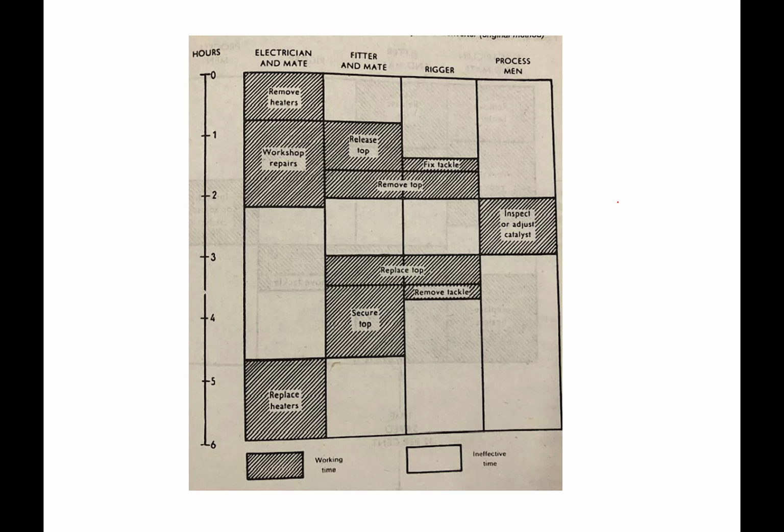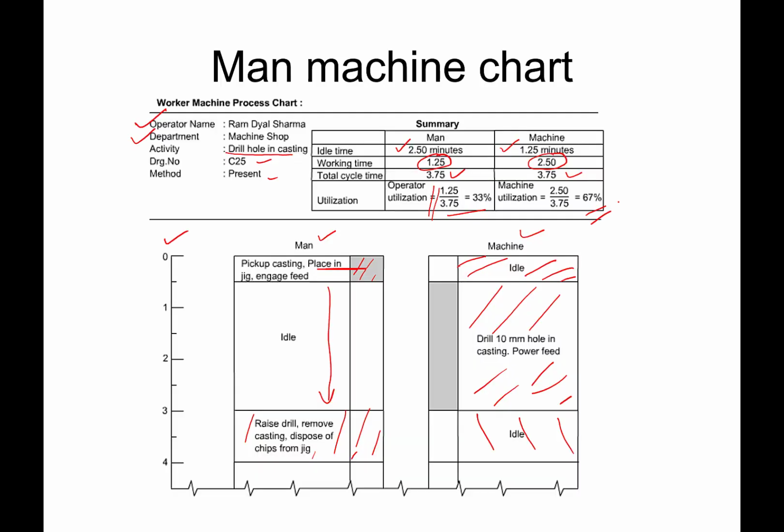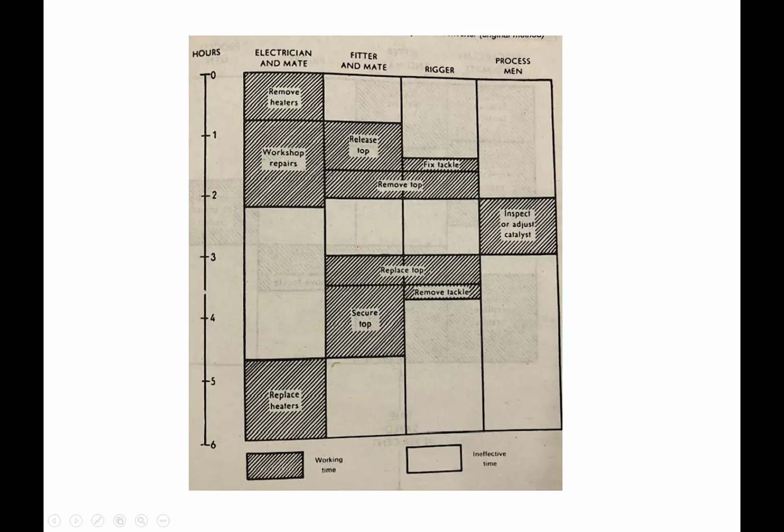This is another example related with the man machine multiple activity chart. Multiple activity chart means there is one subject and this is another subject. One is the operator and another is a machine. Here we have the common time scale in hours.